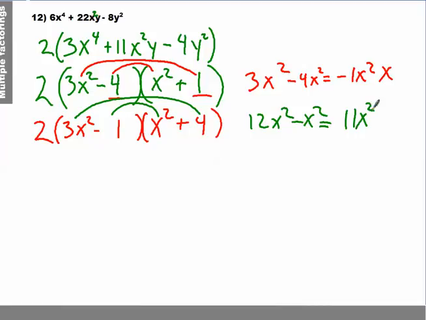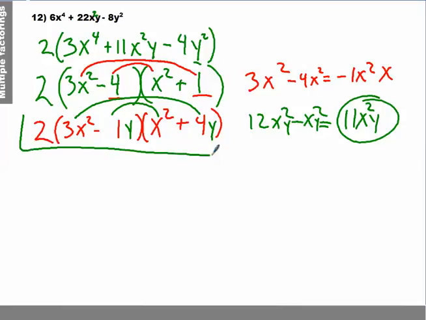Now, you may be saying, well, we still need this y squared and the y, and you'd be right. So we need to include the y's here. So we get 12x squared y and negative x squared y. And I notice I have the same thing. Therefore, the completely factored version of this expression is right here.